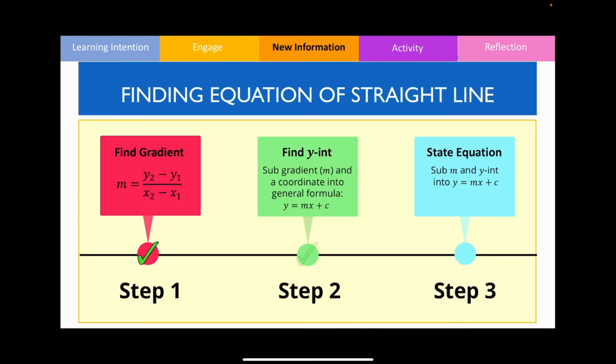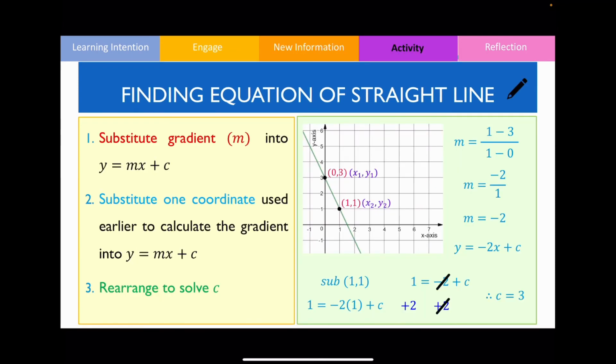So now we've actually completed the second step. Therefore, in order to find the general equation of the straight line, all you're doing now is substituting the answers from step 1 and step 2 into y equals mx plus c. In this case, because I found that c is equal to 3, I'm going to substitute that back into this equation. So your answer is y equals negative 2x plus 3.